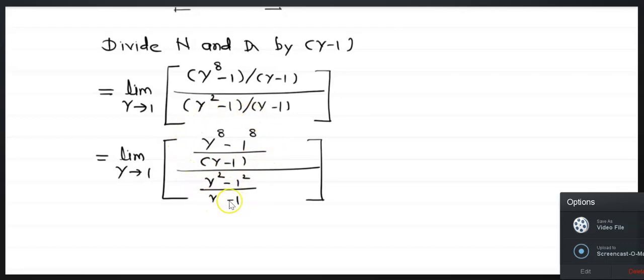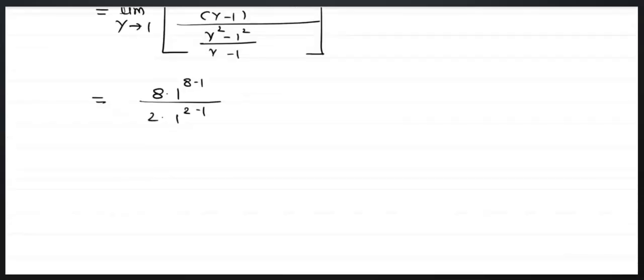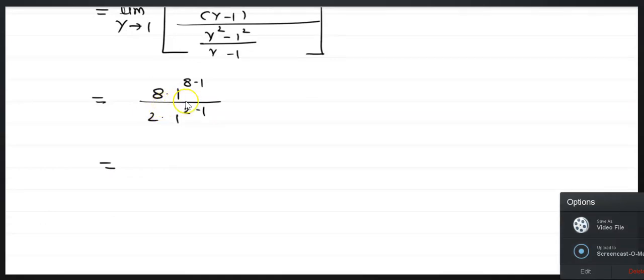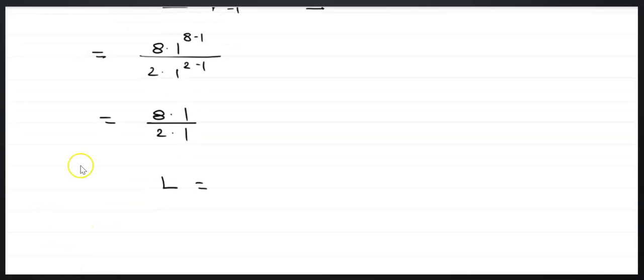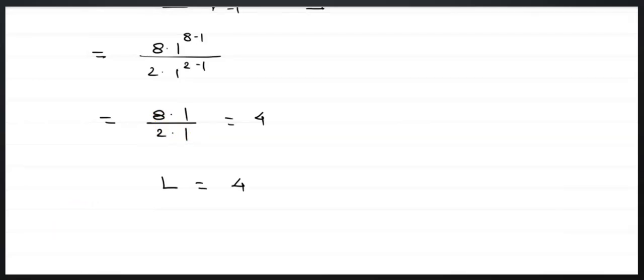Now here we will apply the formula. That is 8 into 1 raised to 8 minus 1 upon 2 into 1 raised to 2 minus 1. And that's why we will get the answer, 8 into 1 raised to 8 minus 1 upon 2 into 1 raised to 2 minus 1. Therefore, 1 raised to 8 minus 1 means what? 1. 1 raised to 2 minus 1 is again 1. 8 upon 2, and that is equals to 4. Therefore, the final answer is L is equals to 4.